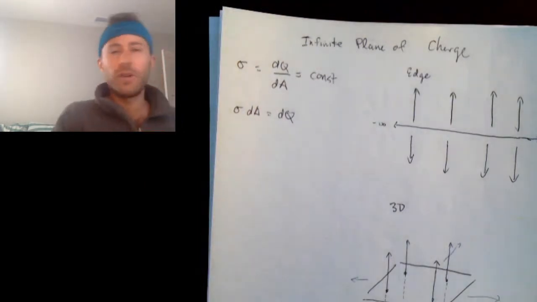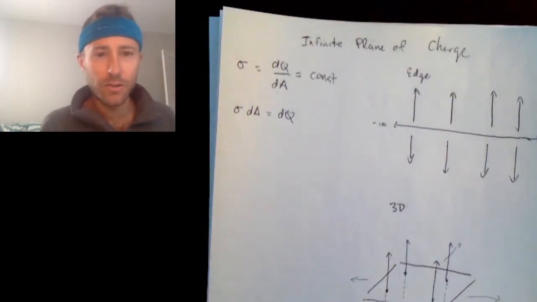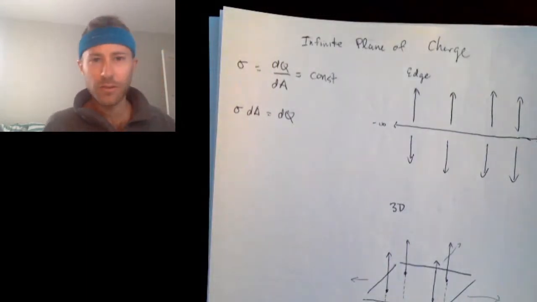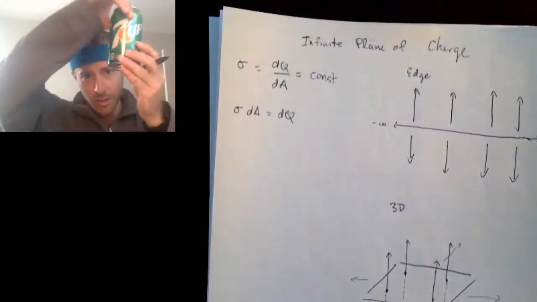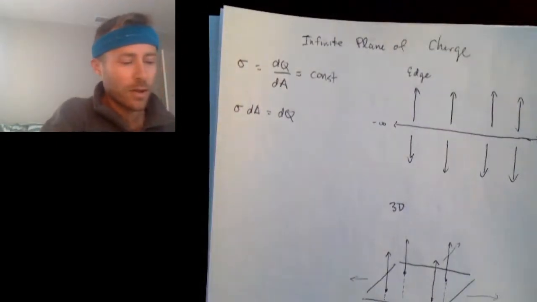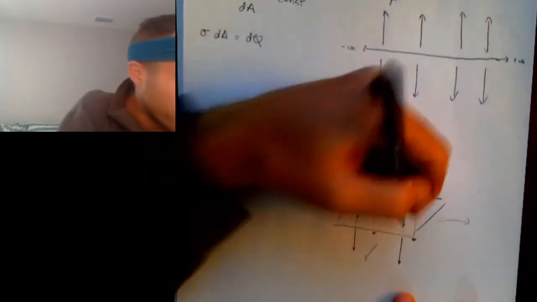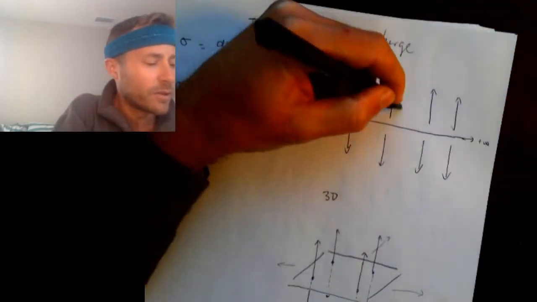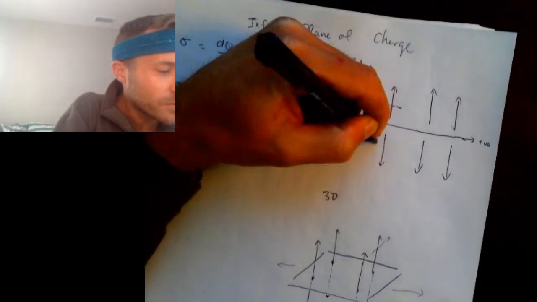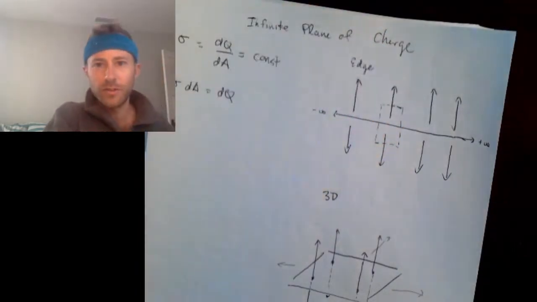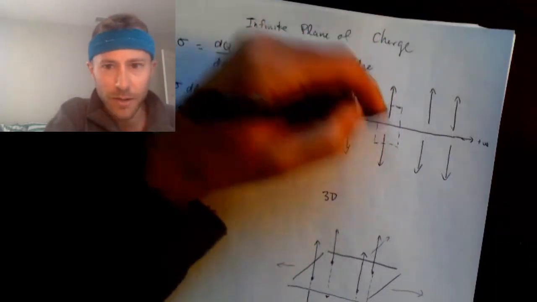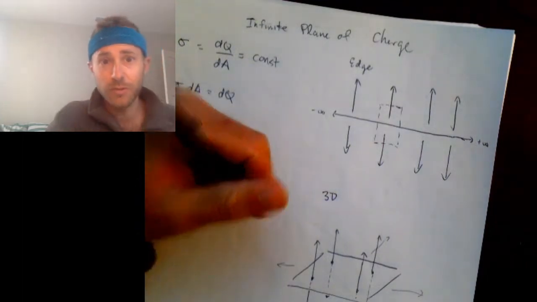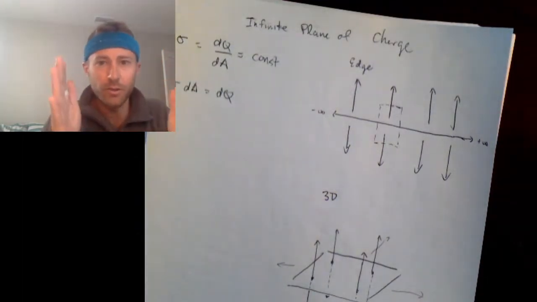Okay, so now we have to choose a Gaussian surface. And it turns out that we are going to use, again, a cylinder. But whereas the last time the cylinder was going side to side, now we're going to have the cylinder going up and down. I'm going to draw it in the 2D view first. It's oriented up and down, and it actually passes through the surface. It has to pass through the surface because in order to use Gauss's law, we have to enclose charge.